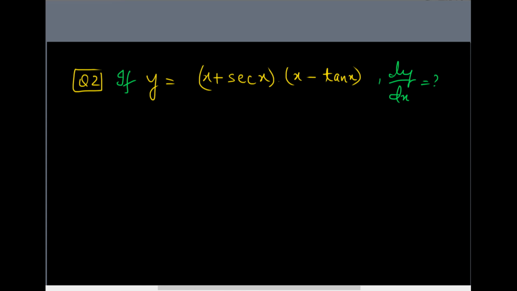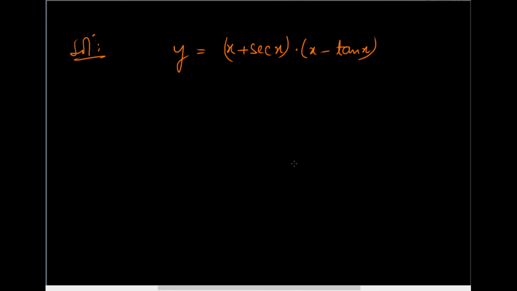So if we solve it, let us solve it. For this solution, we say y equals x plus secant x times x minus tan x. Sorry for the background noise, I think somebody nearby is making some noise. So this is y equals x plus sec x times x minus tan x. Here we can say f(x) equals x plus sec x, and g(x) equals x minus tan x.